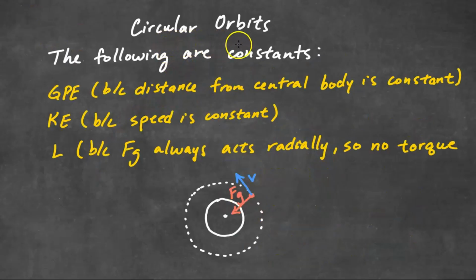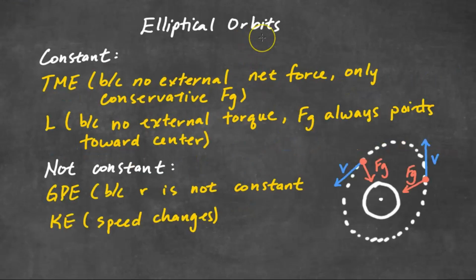Next, we're going to take a look at circular orbits. In a circular orbit, the following are constant. First, the gravitational potential energy is constant as the object goes around because the distance from the central body is constant. Next, the kinetic energy is also going to be constant because the speed is constant. And we know the speed is constant because there's no work done on the object, because the force and the displacement are going to be perpendicular to each other. And then the angular momentum is also going to be constant because the gravitational force always acts radially, so there's no torque.